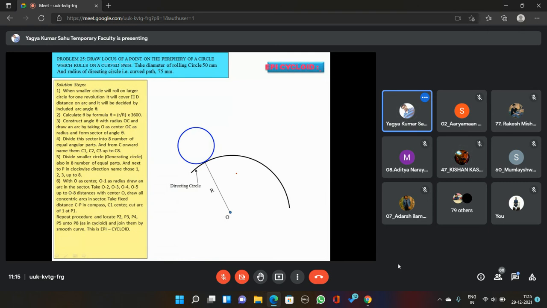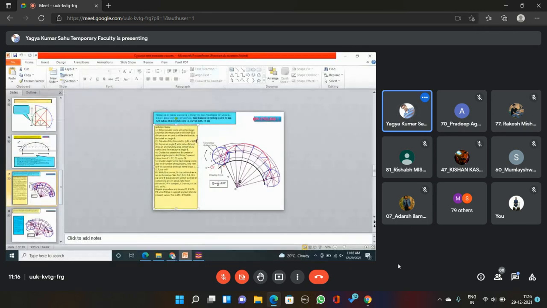So what can we do? We can find out the angle subtended by that particular arc, pi d arc to O. Can we find out that angle easily? Yes, sir. What will be that angle? Theta equals small r divided by capital R into 360. It is written 3600, but that is 360. Not 3600. 360.